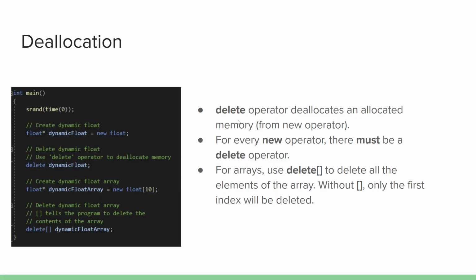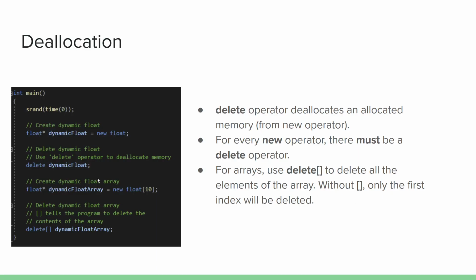Another important thing is deallocation. The delete operator deallocates allocated memory. For every time we use new, there must be a delete operator. If you do not delete, you'll have a problem later on. We'll talk about that. For arrays, we use delete and then the open and close brackets to delete all the elements of the array. Without the brackets, only the first index will be deleted.